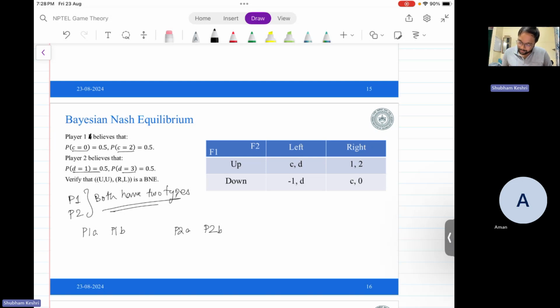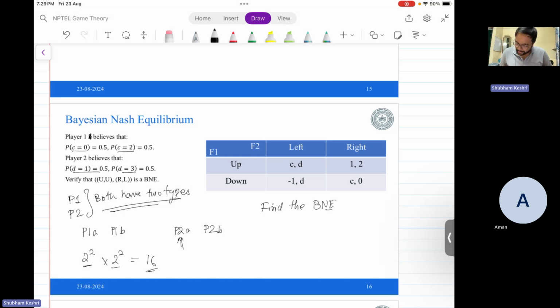For these four combinations, for each player there are two strategies. Actually, there will be 2 to the power 2 number of combinations of players and 2 to the power 2 number of combinations of strategies. So there are 16 combinations you have to check to find out the Bayesian Nash equilibrium. To reduce that effort, I'm not asking the question find the Bayesian Nash equilibrium.